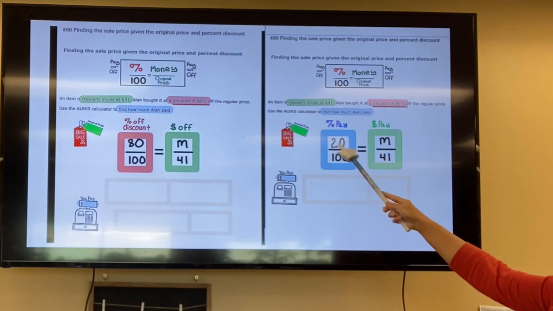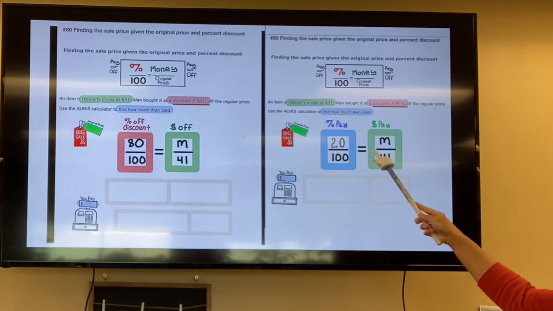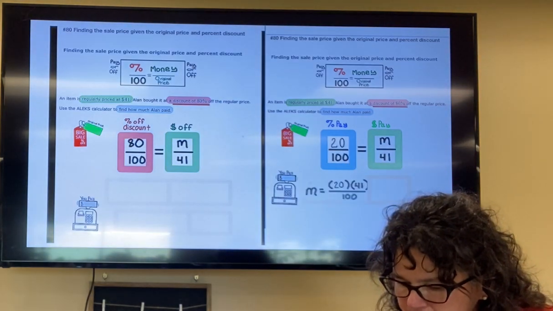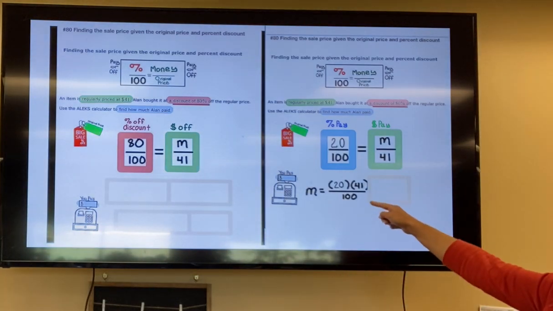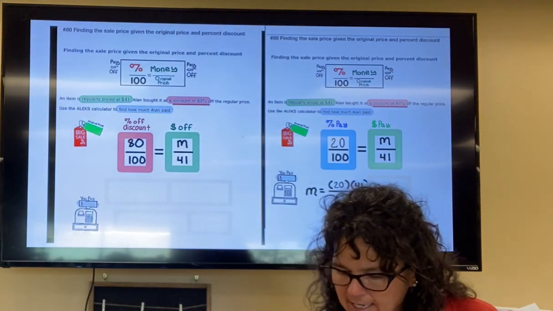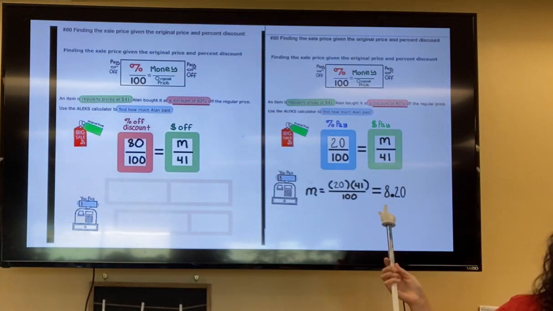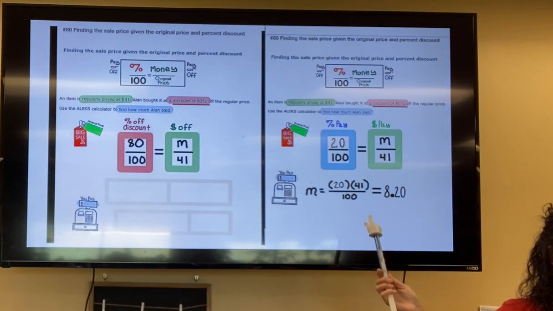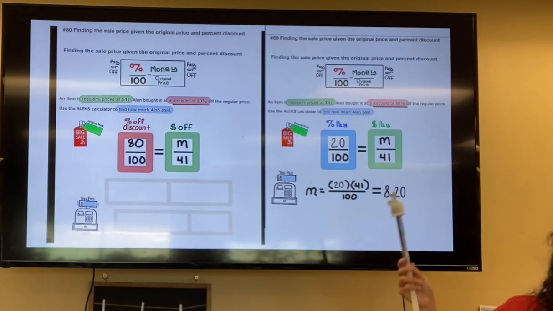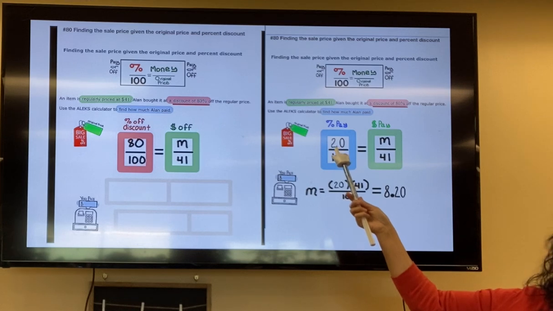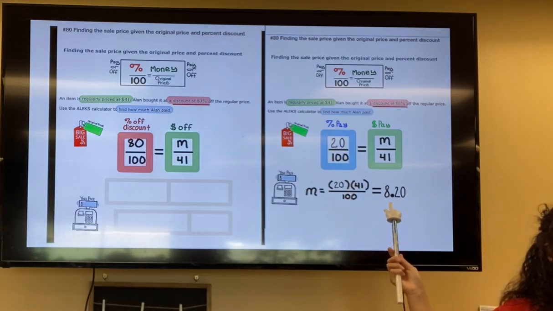So if I go 20 multiplied by 41 divided by 100 to solve that proportion, 20 times 41 divided by 100, I end up with $8.20. So if the original item costs $41 and I got 80% off, but I used 20, the cost of the item is $8.20.